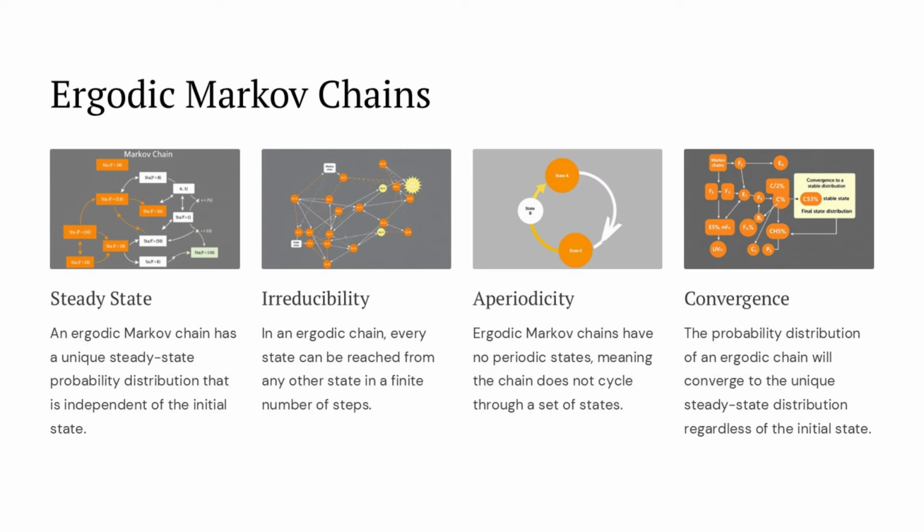Ergodic Markov chains have no periodic states, meaning the chain does not cycle through a set of states. The probability distribution of an ergodic chain will converge to the unique steady-state distribution regardless of the initial state.